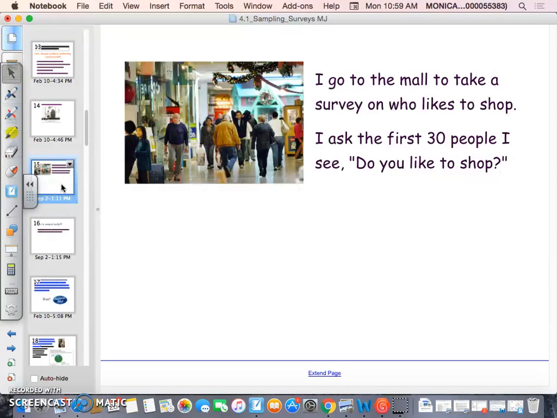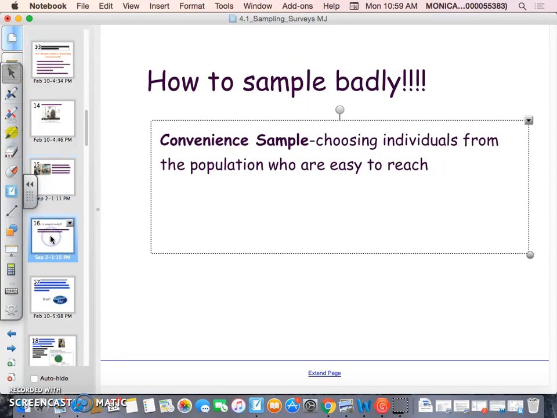Another example would be if you go to the mall and you want to know how many people like to shop. So you go to the mall and you ask people. Well, obviously people that tend to go to the mall tend to shop. Unless you're me, who has to take their 10-year-old daughter to the mall because she likes to shop. But chances are you'll run into people more likely to like to shop. And so that is what we would call a convenience sample, is choosing individuals from the population who are easy to reach.